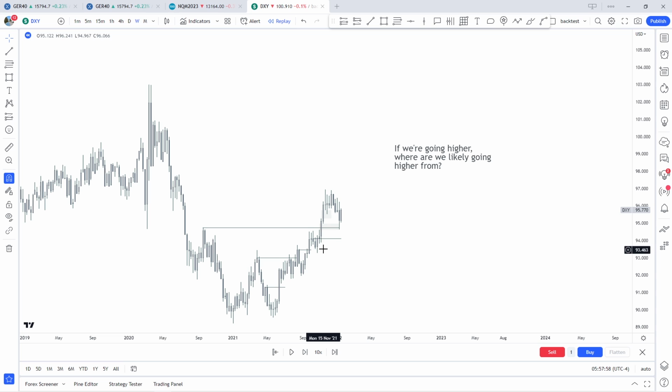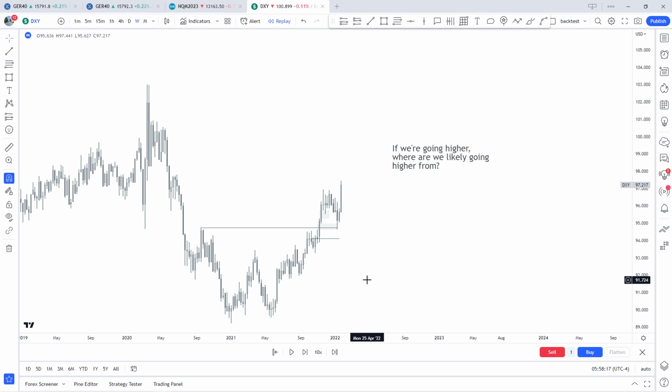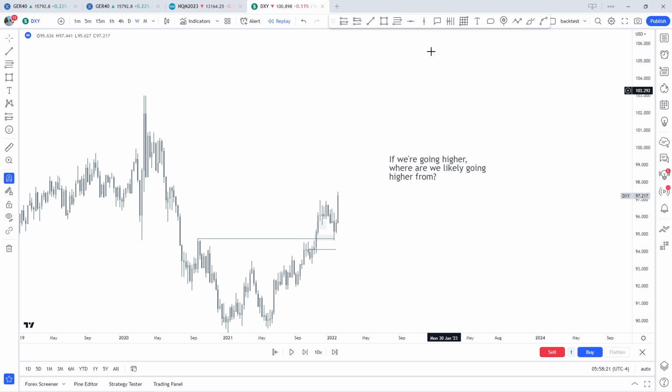Now, the invalidation level for me would be this order block right here. If we disrespect this order block, I would expect lower prices. Just removing the lines here to not make it messy. Boom, there's your displacement. Perfect. Now, if we are going higher, where are we likely going higher from? First line of defense, this breaker right here.